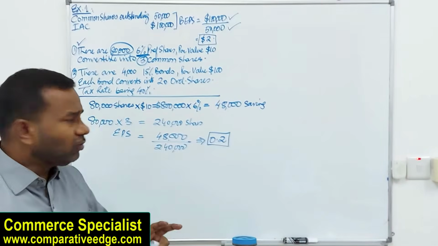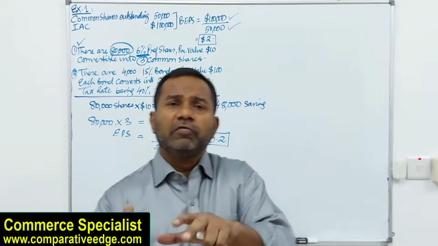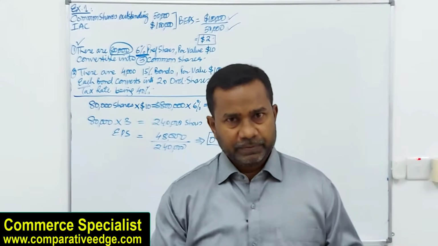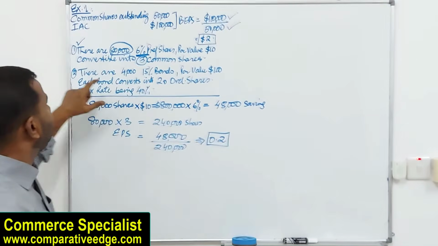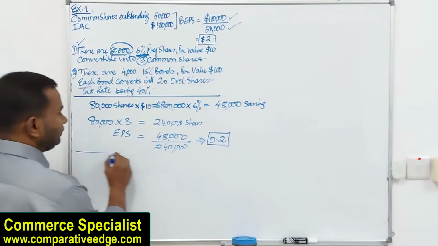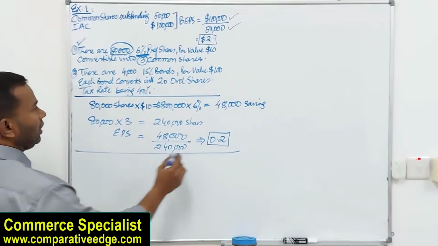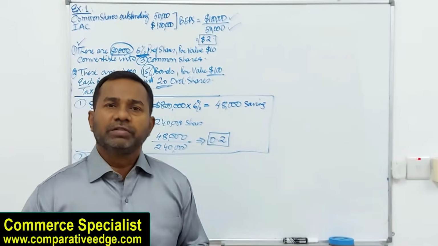I have only calculated the EPS effect if preference shares convert into ordinary shares. We also have to calculate the EPS effect for bond conversion. So that I am doing here. EPS effect of bond conversion. What happens when bonds convert?